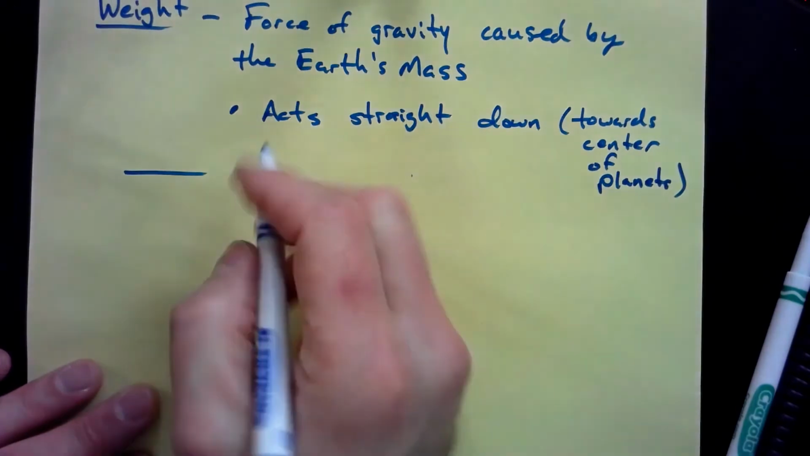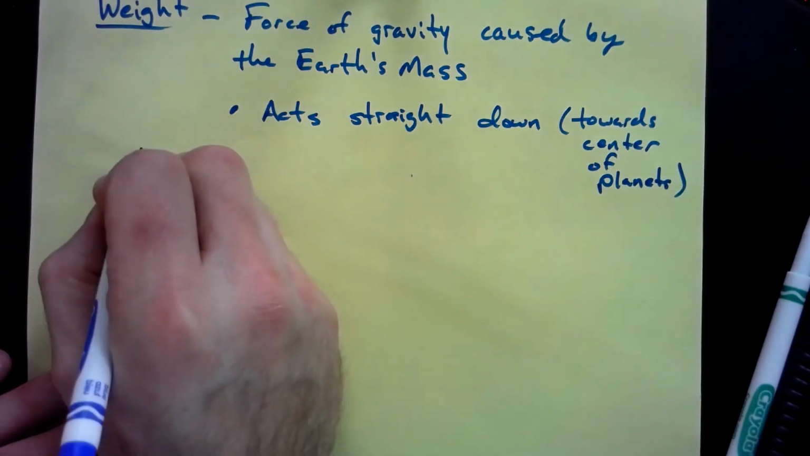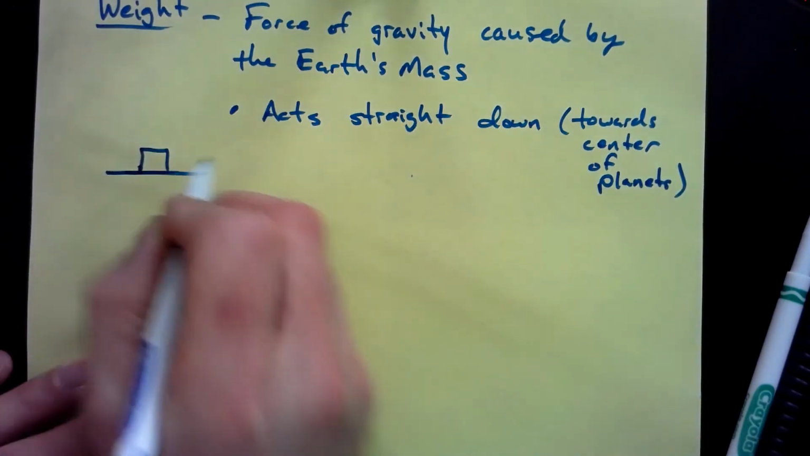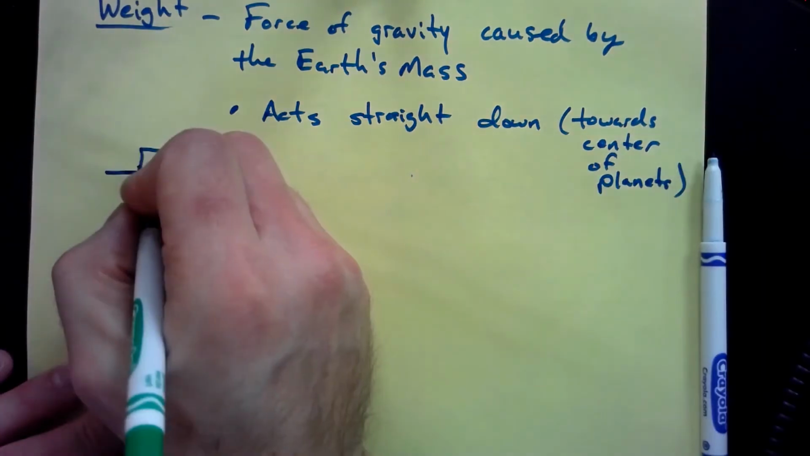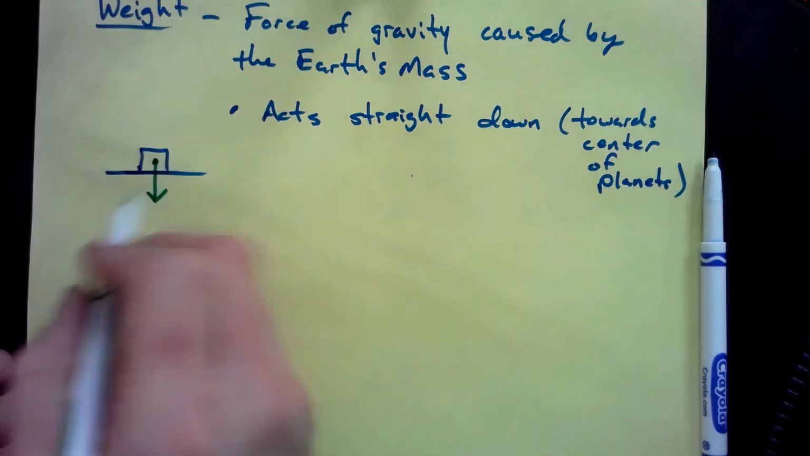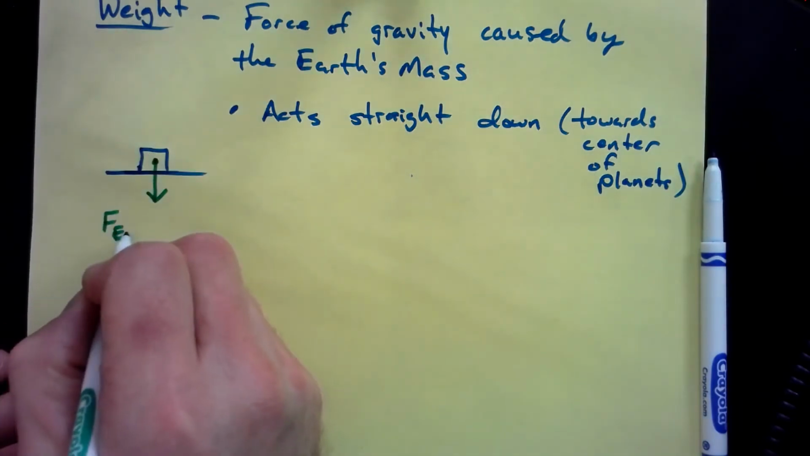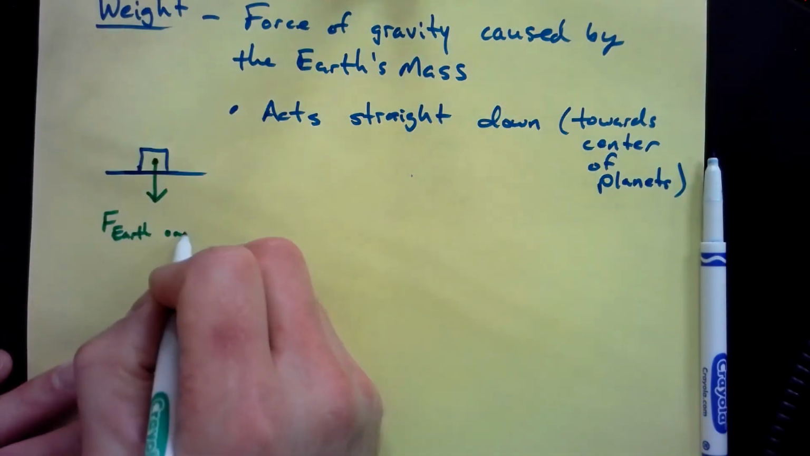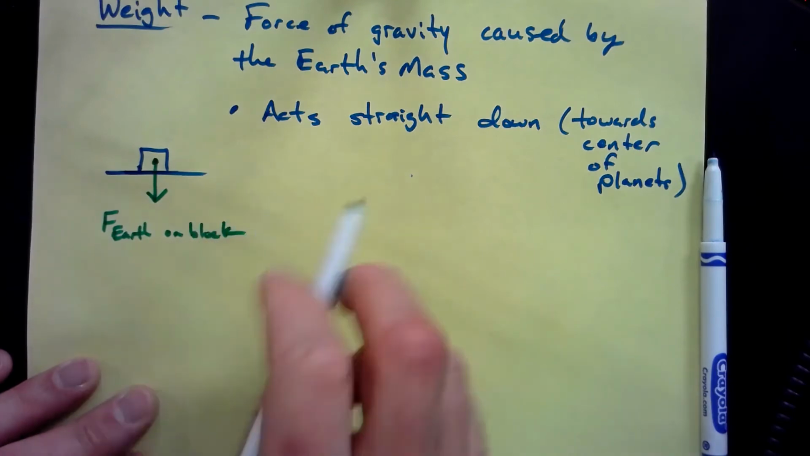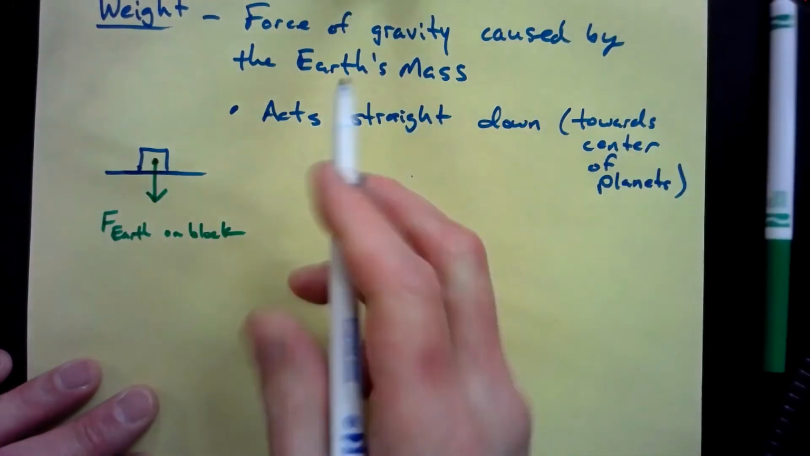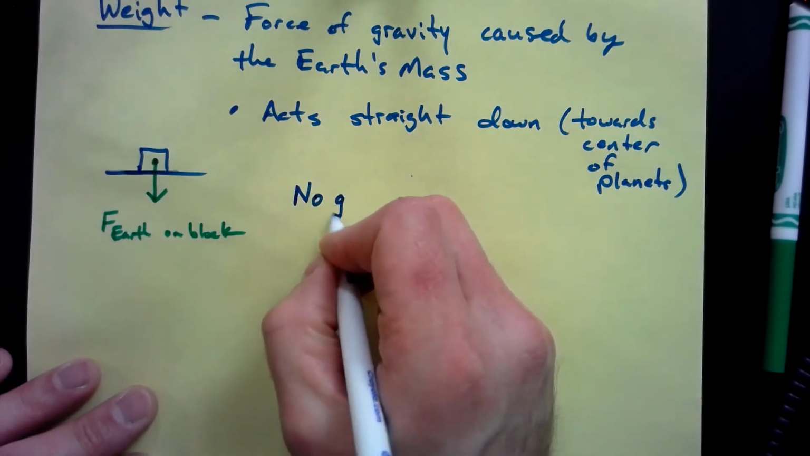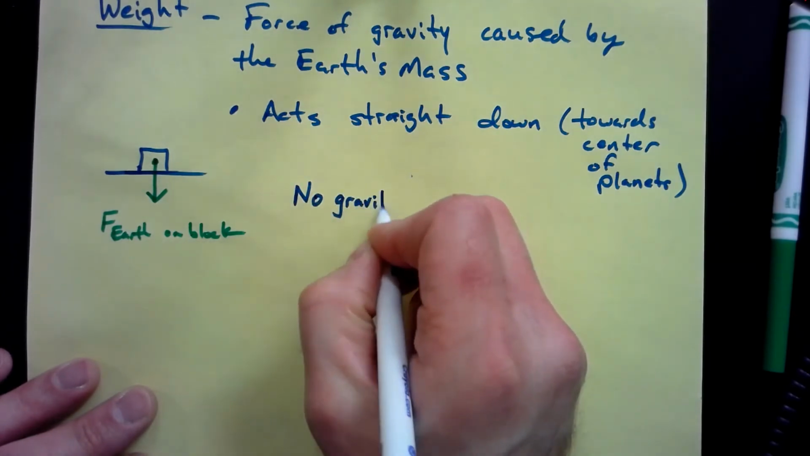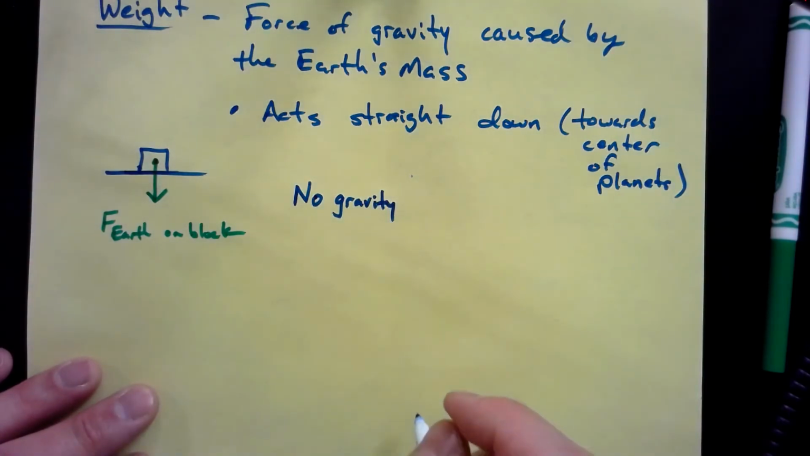Okay, so again, here we have a surface, we have a block on the surface. Guess where gravity is going to act? Gravity is going to act straight downward. Let's word it up here. Force of Earth on block. All right, really is what it is. All right, if we go out into deep space and we get very, very far away from anything that has a significant amount of mass, we would get rid of gravity.